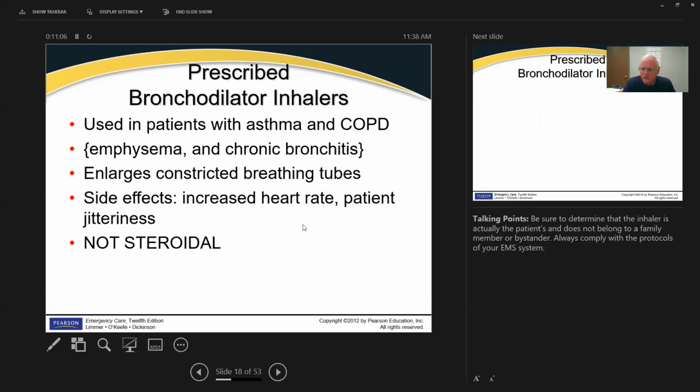So things like Advair, things like that, those are not rescue inhalers. What we're talking about here, a bronchodilator, is a rescue inhaler. When they're having a problem breathing, that's the one they use to try to alleviate that difficulty breathing. The steroid ones are maintenance. They're the ones you take once or twice a day, every day. That's not what we're talking about. We're talking about a bronchodilator that opens up the bronchial tubes.